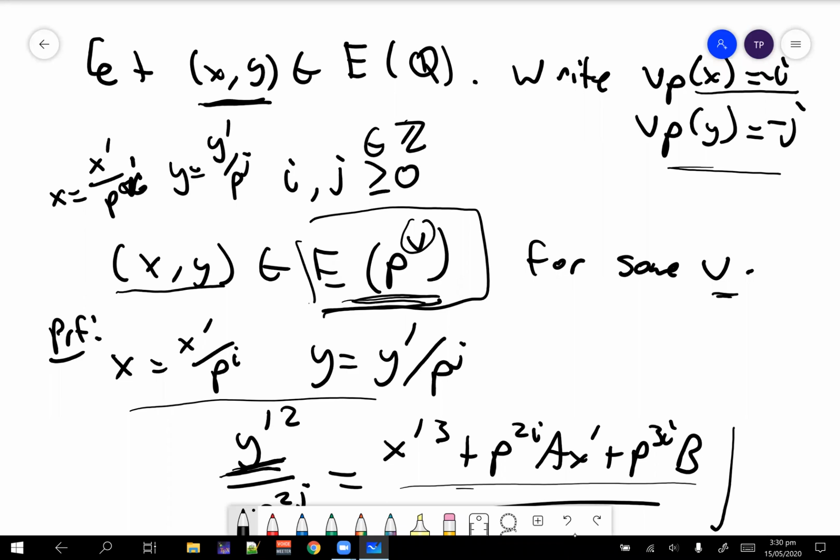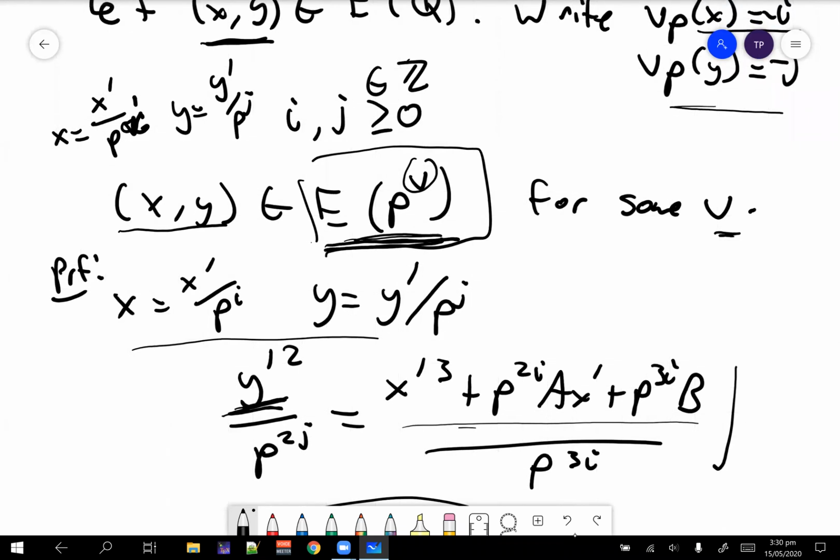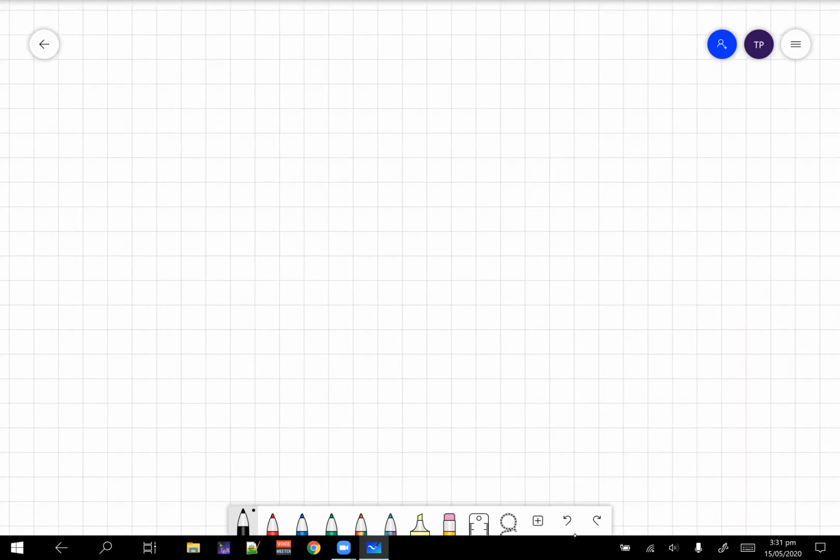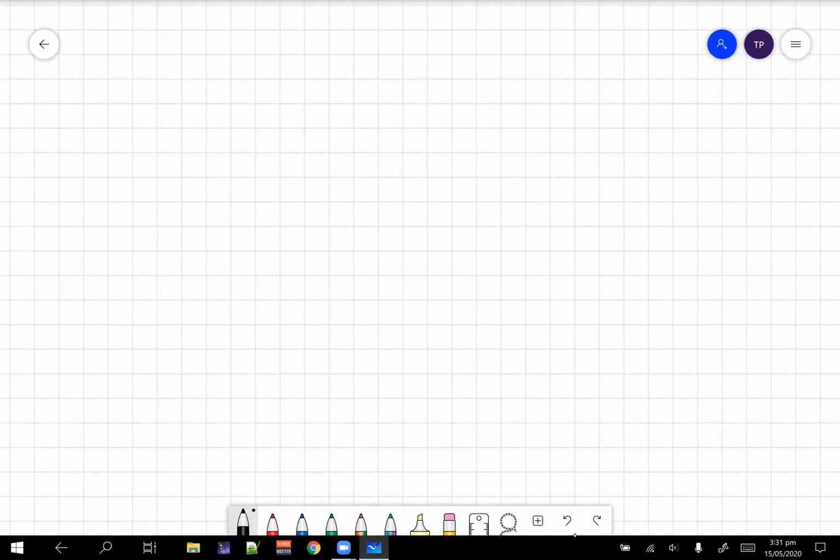So yeah, most of the proof is trying to show that E of p to the v, for every p and for every v, is a subgroup. The next thing we need to do is, if we think about the point at infinity, we kind of want to birationally move it to the origin, and that makes everything a lot nicer. I mean, you could do everything with the point at infinity, but that would just be a pain.